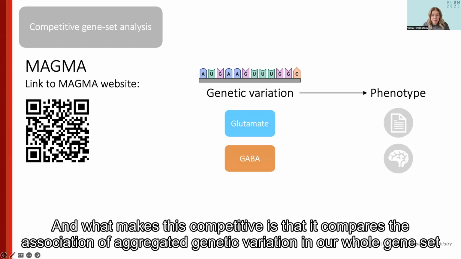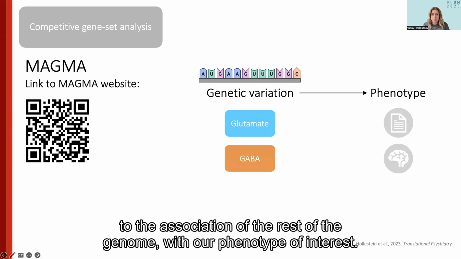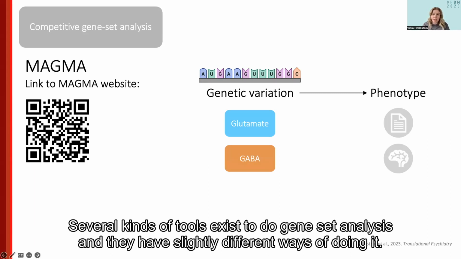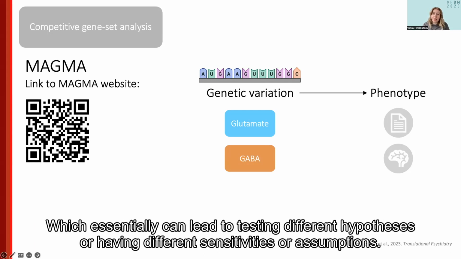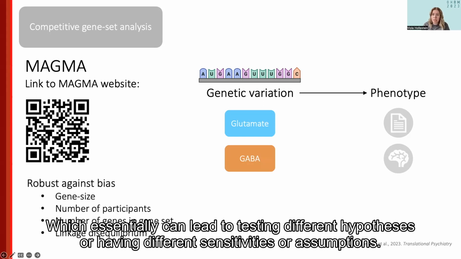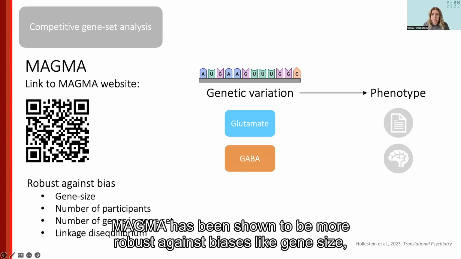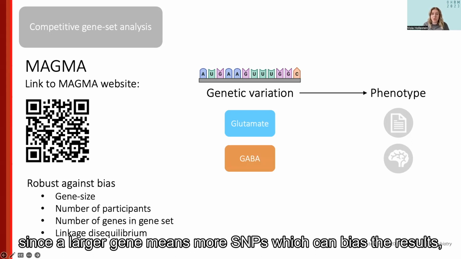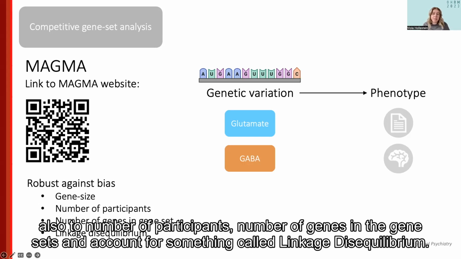What makes this competitive is that it compares the association of aggregated genetic variation in our whole gene set to the association of the rest of the genome with our phenotype of interest. Several kinds of tools exist to do gene set analysis, and they have slightly different ways of doing it, which essentially can lead to testing different hypotheses or having different sensitivities or assumptions. MAGMA has been shown to be more robust against biases like gene size, since a larger gene means more SNPs, which can bias the results. Also to number of participants, number of genes in the gene sets, and account for something called linkage disequilibrium.